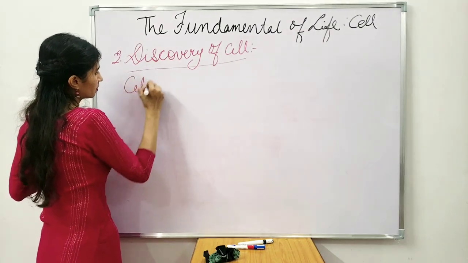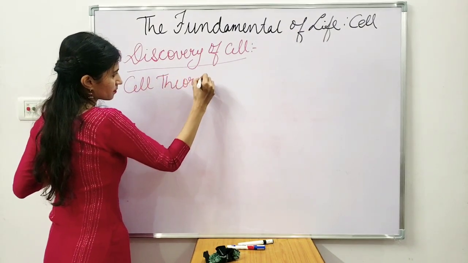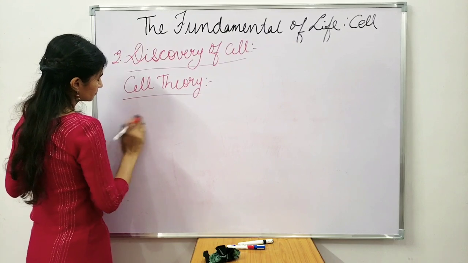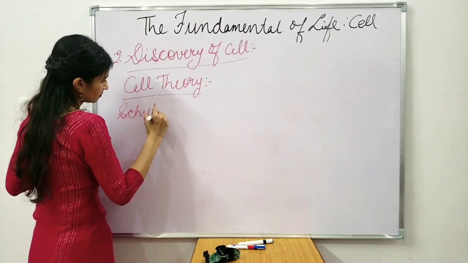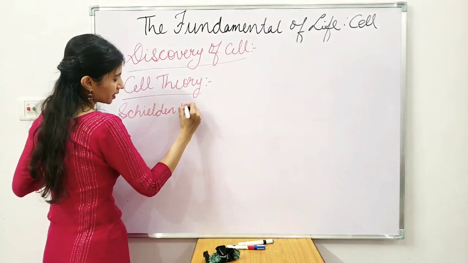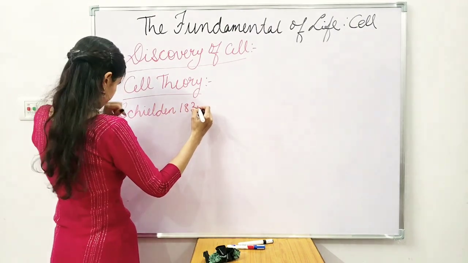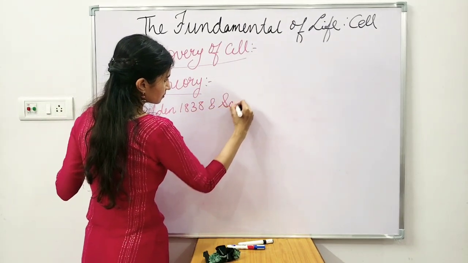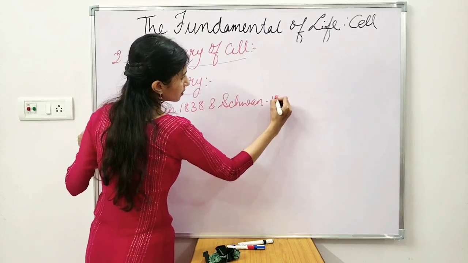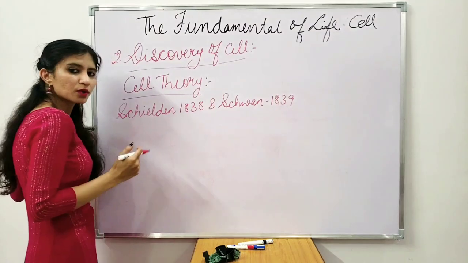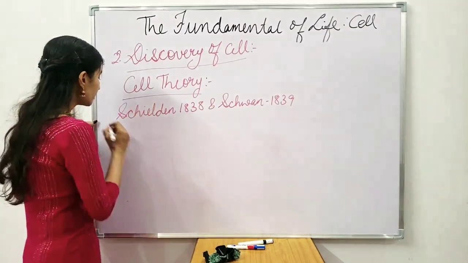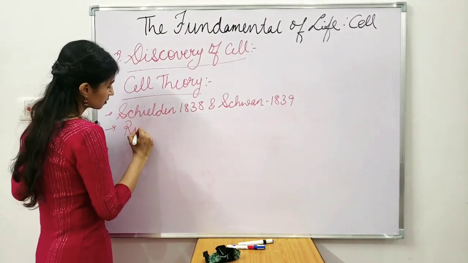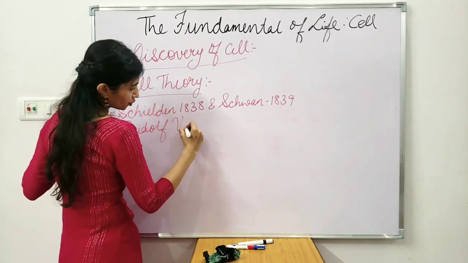Now, the cell theory was given by Schleiden in the year 1838 and Schwann in the year 1839. One of them was a botanist, one of them was a zoologist, and they gave the cell theory. In addition to the cell theory, another scientist came in and added something extra to it, and his name was Rudolf Virchow.